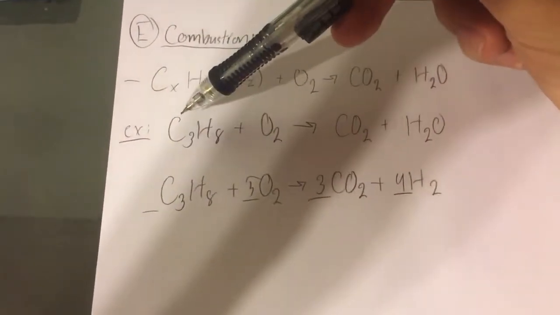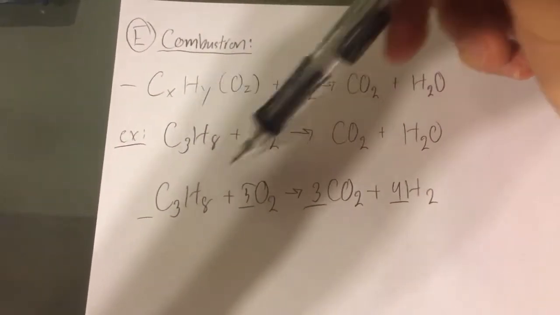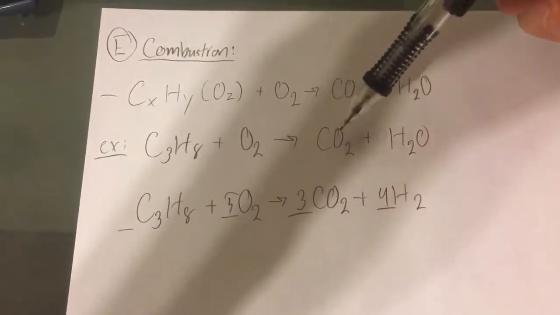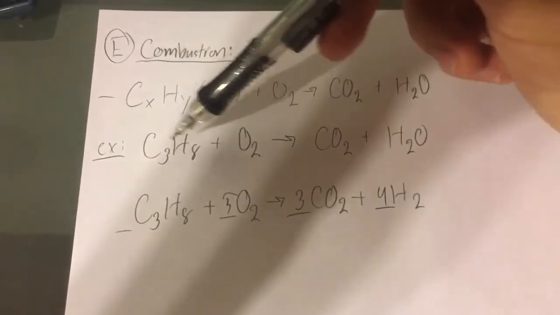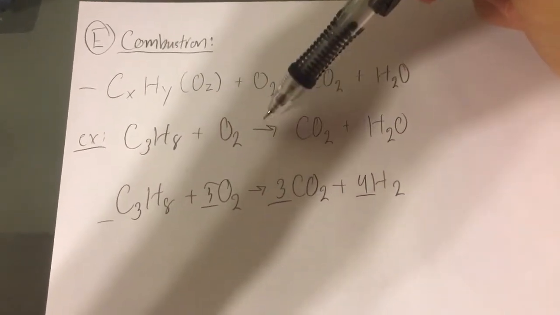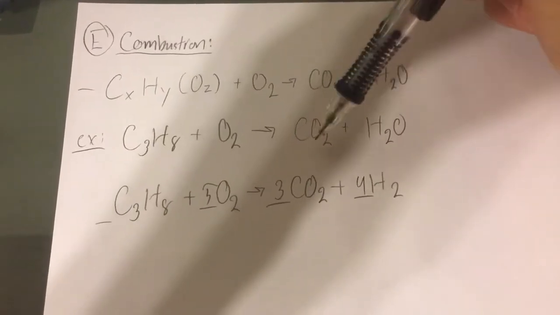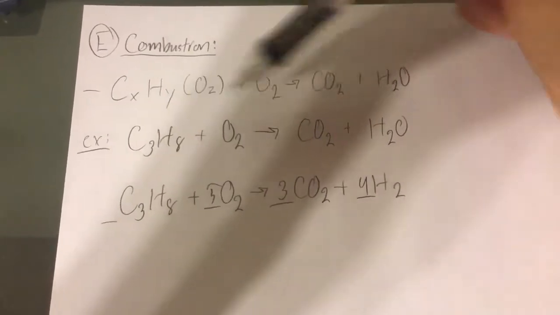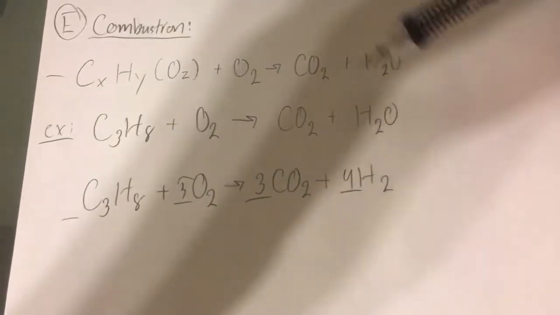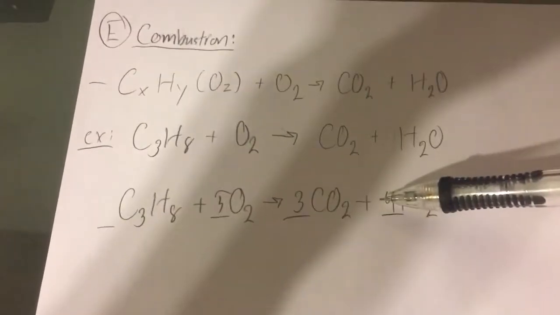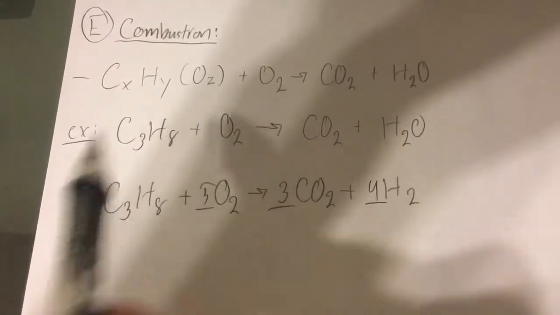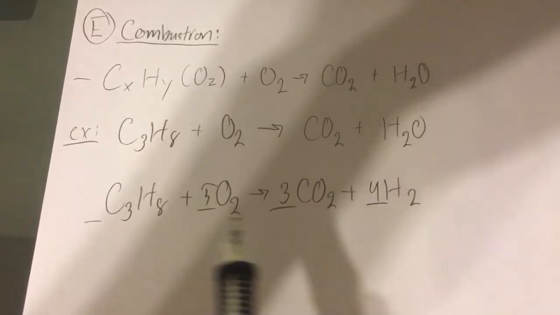We have propane, which is C3H8, plus oxygen gas yields CO2 plus H2O. The charges have all been set to 0, but now is this a balanced equation? No, it's not, because the carbons have different amounts. Same thing with hydrogens and oxygens. As you can see, I have already balanced it. This is the balanced equation for this combustion reaction.